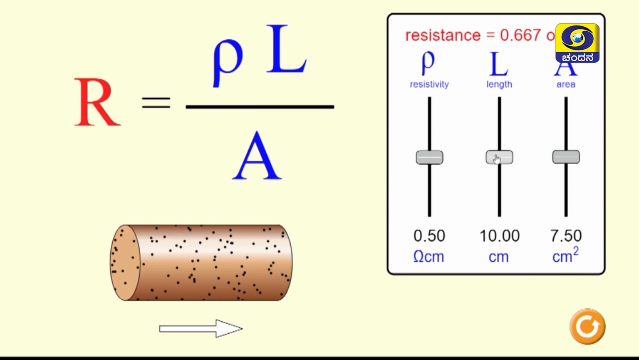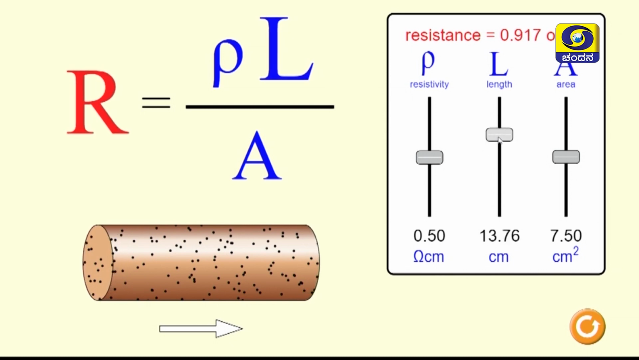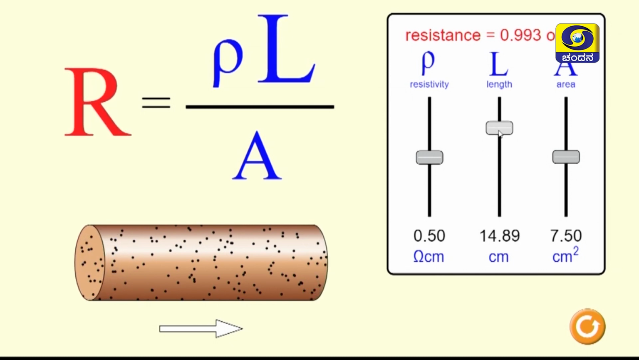So now from 10 centimeter I am going to increase the length of the conducting wire and observe the variation in the resistance. See, the length is increasing and the resistance at the top, yes, it is increasing. So now the length is 15 centimeter and the resistance, earlier it was 0.667, is now 1.01 ohm. So what is the reason, children?